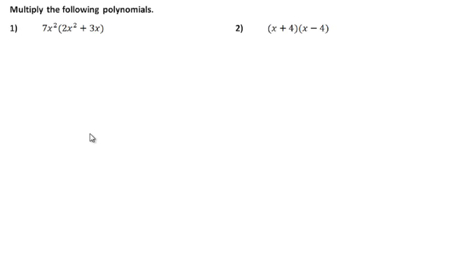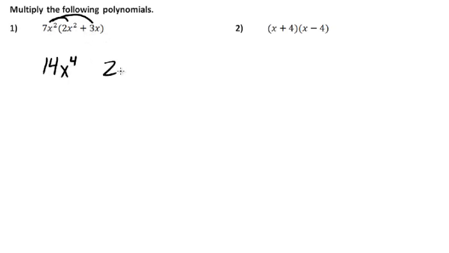So for number one, we are going to distribute this 7x squared into this binomial. It's a binomial because it has two different parts. So you just take that and distribute to both terms inside of our binomial. So 7 times 2 is 14. And then x squared times x squared gives you x to the fourth because you add those exponents. There are two x's here, there are two x's here. That makes 4 x's.